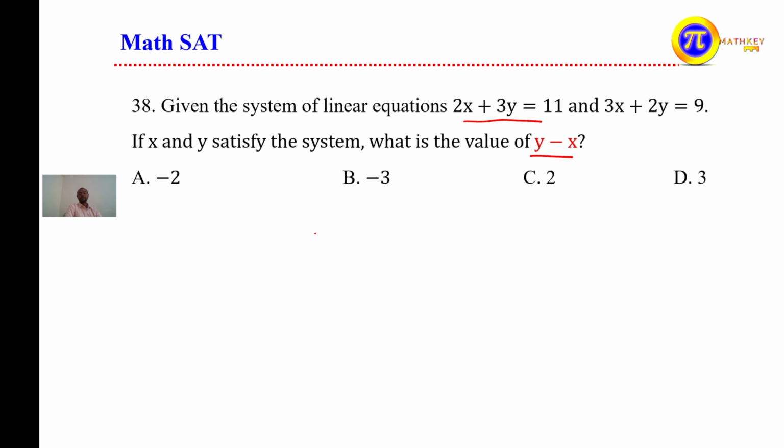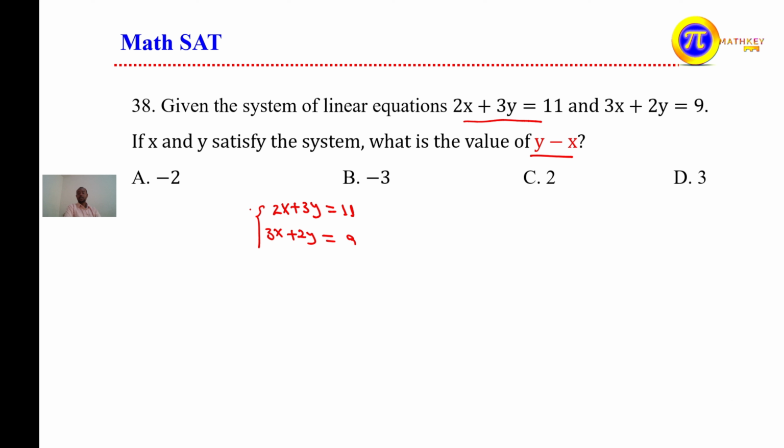How do we find this? First, you try to find the solution for our system of linear equations. Our system becomes 2x plus 3y is equal to 11, and the second one is 3x plus 2y is equal to 9. To solve this, you have to use either substitution method, cancellation method, Cramer's rule, or any that you want.